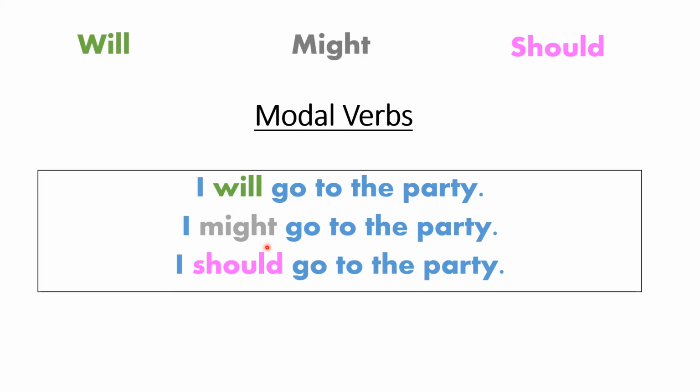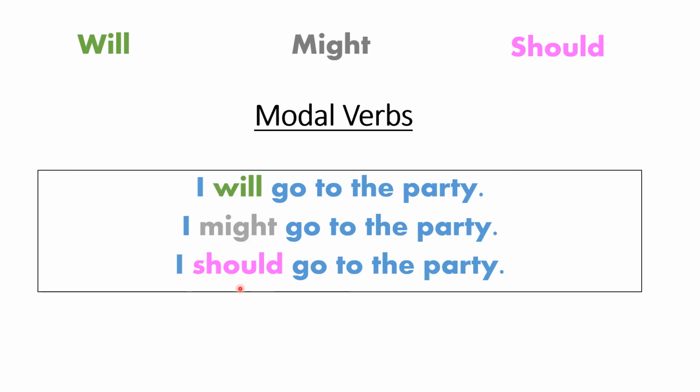For sentence 2, I might go to the party. It suggests to me that the speaker isn't sure whether they'll be attending. Maybe they can attend but they don't want to, or maybe they've got something else that they might need to go to instead. It leaves it open. And so this sentence has far less clarity and certainty in it than sentence 1 did.